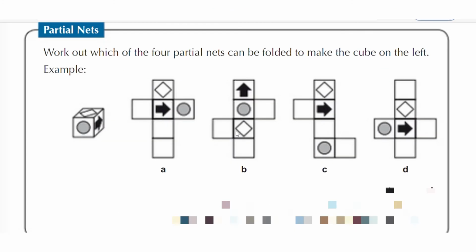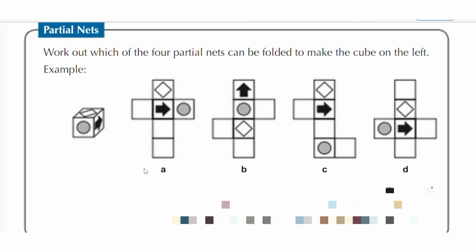Partial nets. Work out which of the four partial nets can be folded to make the cube on the left. So for example, using this, the arrow points away from the circle. So using this, you remember we have the missing shapes, opposite sides, or pointing direction as our clue. So when you use that, we can use the pointing direction to figure out this question.